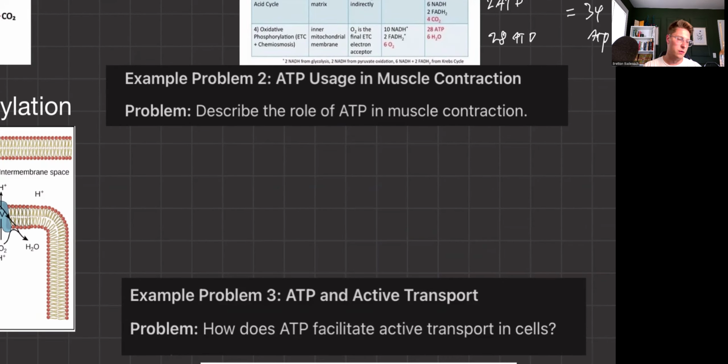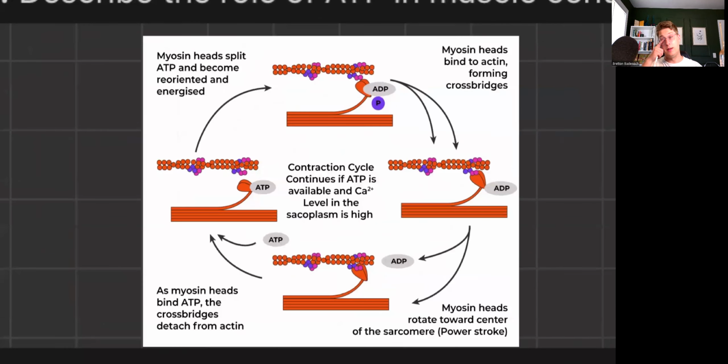I want you to talk to a friend, talk to yourself, write it down, but describe the role of ATP in muscle contraction. Take a few moments, and when you're ready, I'll give you the answer in 3, 2, 1. Here it is. And this is a great time to pause the video and make some screenshots to make new Anki cards. The MCAT loves asking about power strokes.